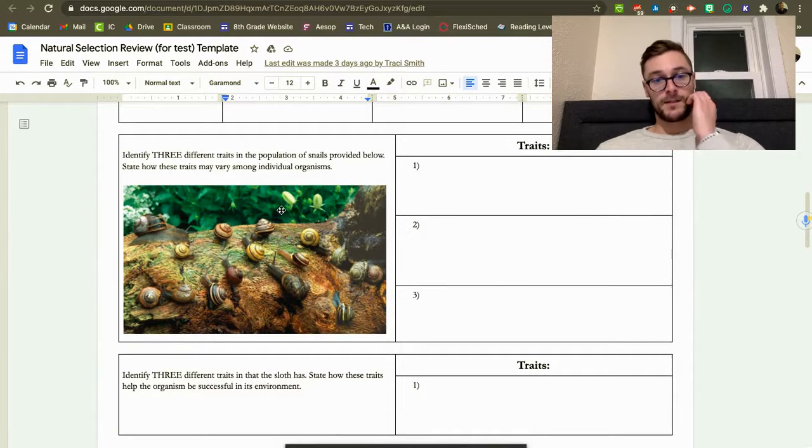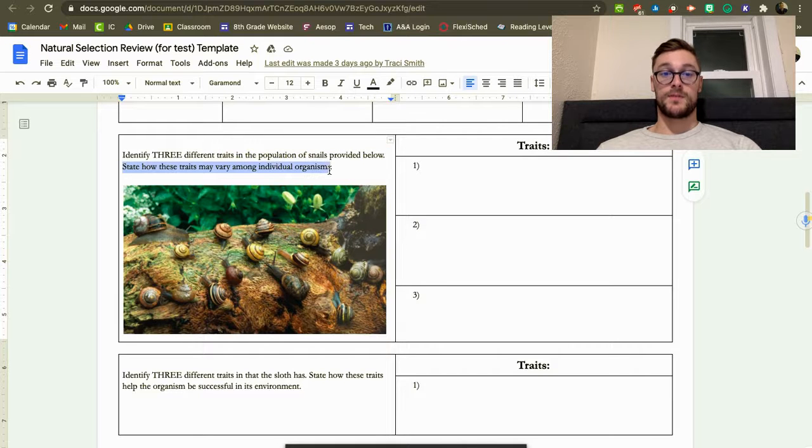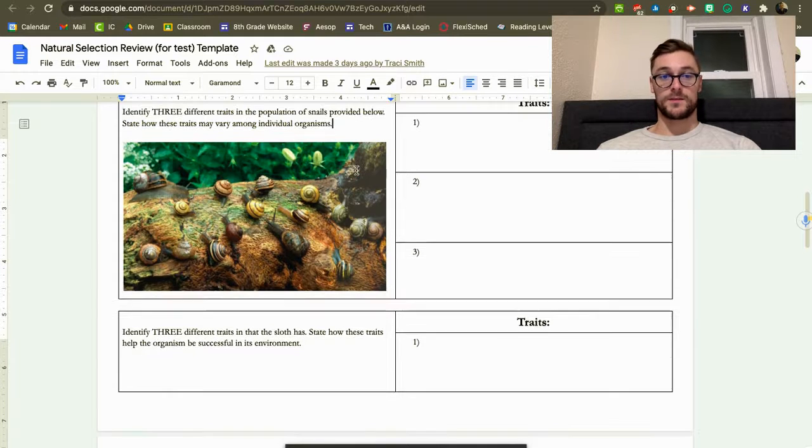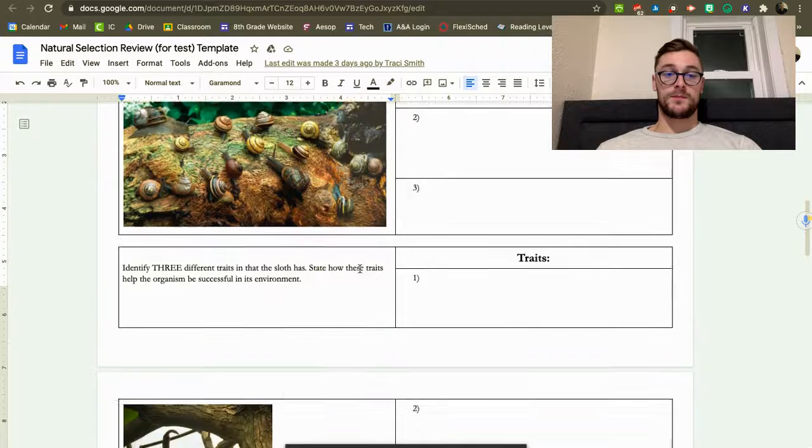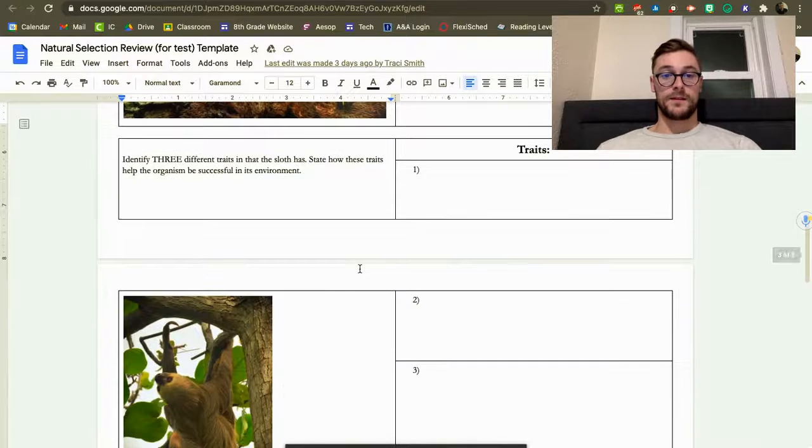The next question is having you identify three different traits in this population of snails that are down below. So you have three boxes here, and also you need to make sure that you state how these traits may vary among individual organisms. So not just within the species, but within the actual organism itself.